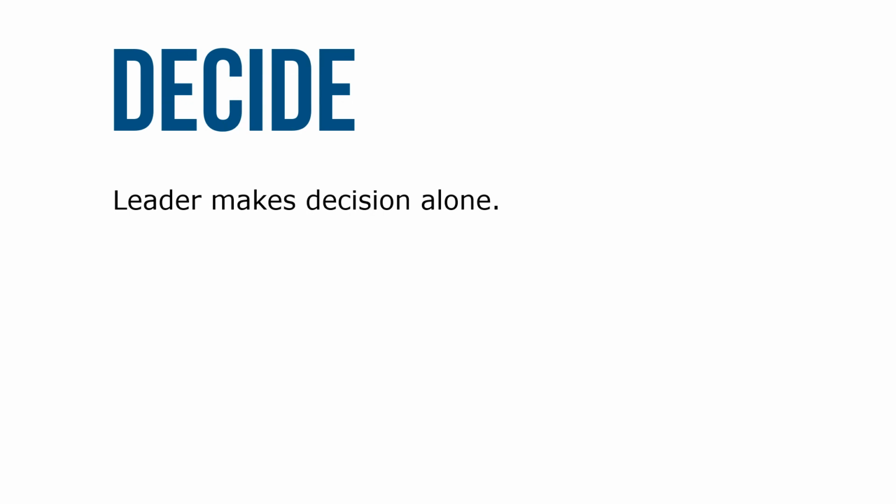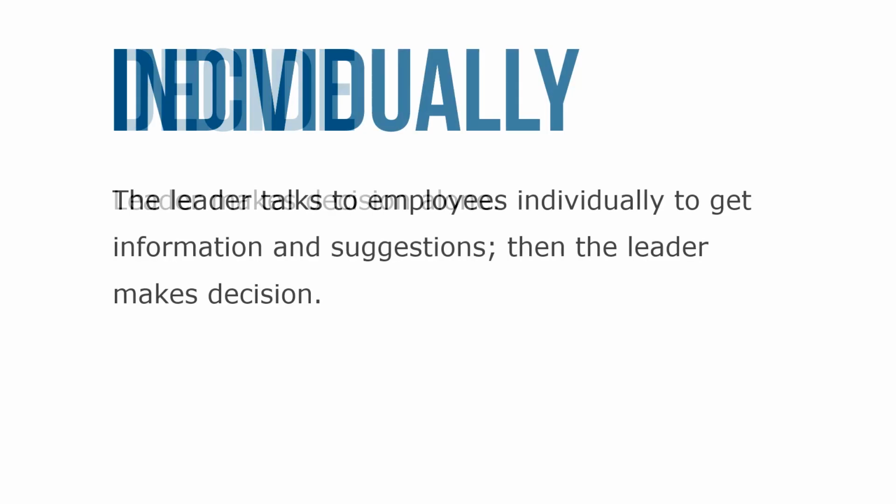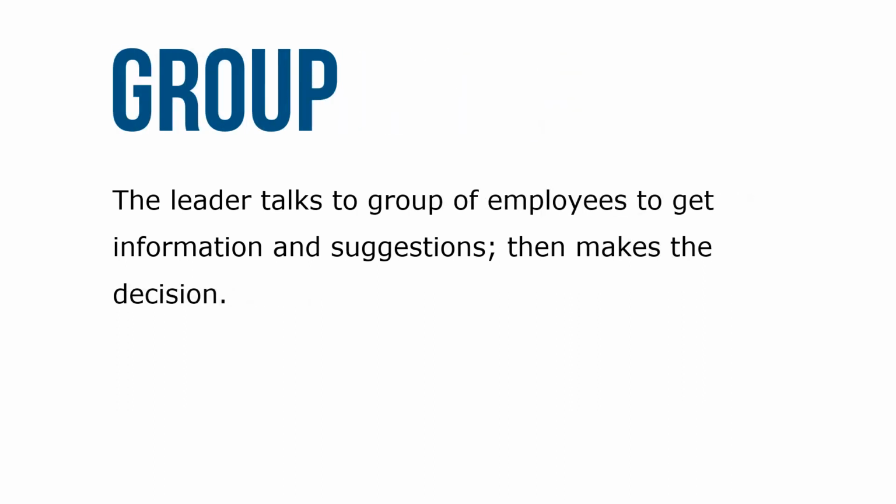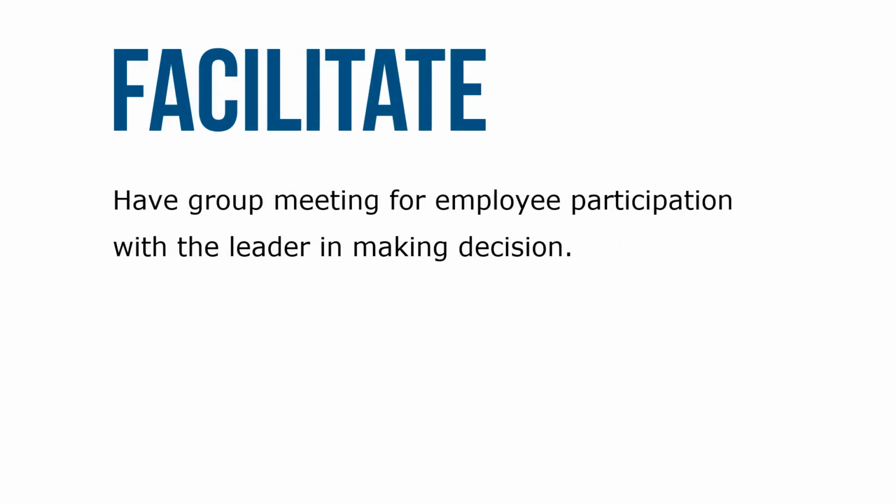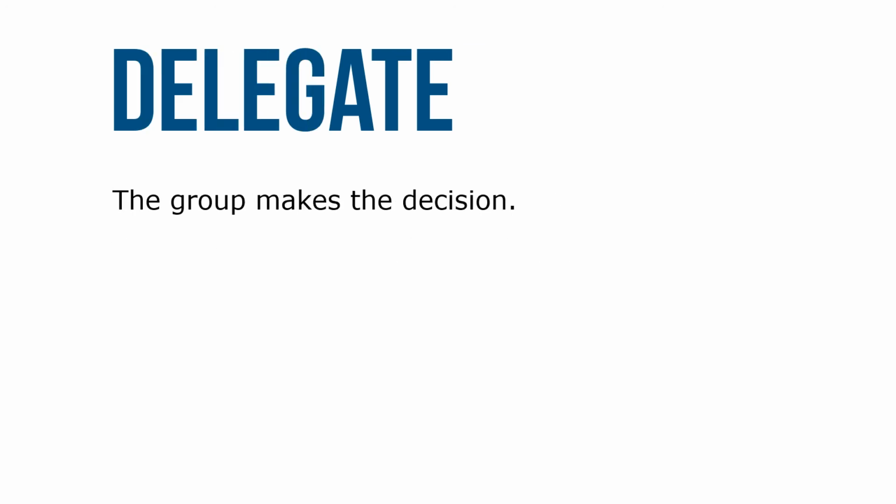Decide. The leader makes the decision alone. Consult individually. The leader talks to employees individually to get information and suggestion, then the leader makes a decision. Consult the group. The leader talks to a group of employees to get information and suggestion, then makes the decision. Facilitate. Have a group meeting for employee participation with the leader making the decision. And delegate. The group makes the decision.